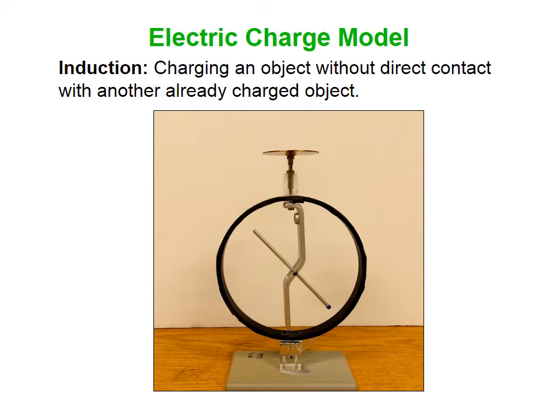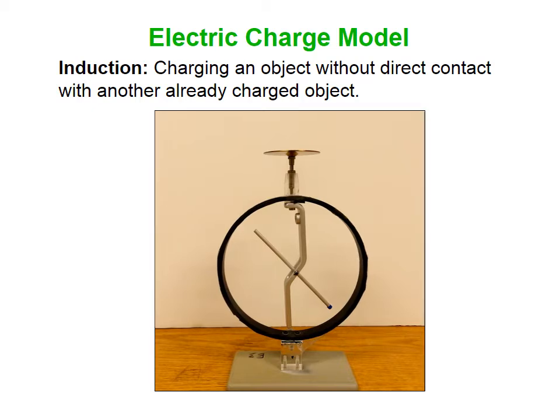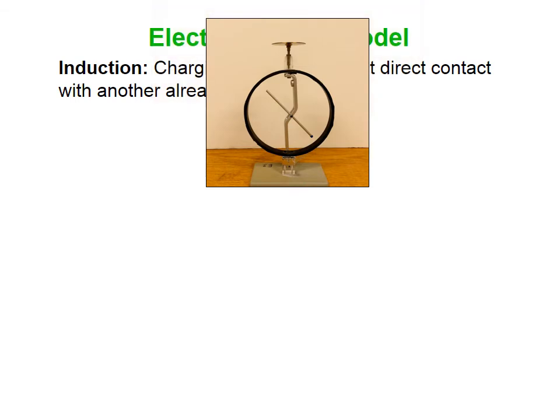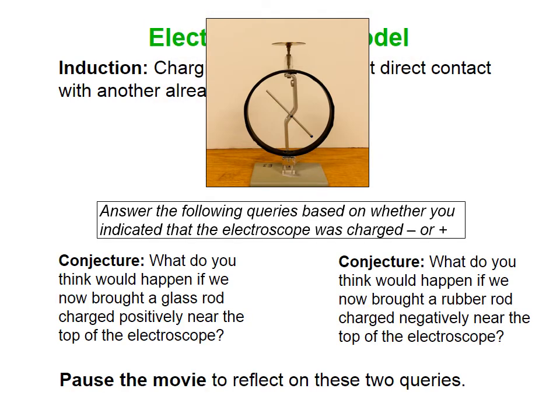All right, welcome back. Here's our charged electroscope, and we're going to do an exploration. We're going to do a little experiment to actually check a prediction of either a negatively charged electroscope or a positively charged electroscope. So let's move the electroscope out of the way and answer the following queries, based on whether you indicated that the electroscope was charged negative or positive.